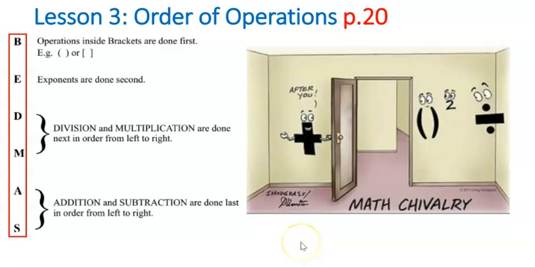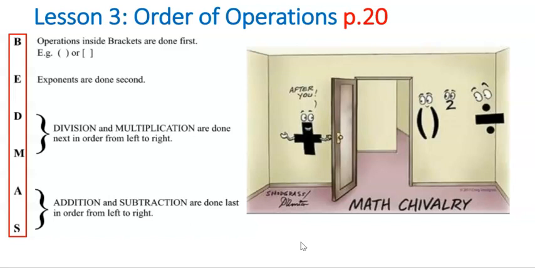When learning the order of operations, it can be very helpful to use the acronym BEDMAS. That's a memory tool to help you to remember the order that you need to do things when presented with math problems. And so the B stands for brackets or parentheses.